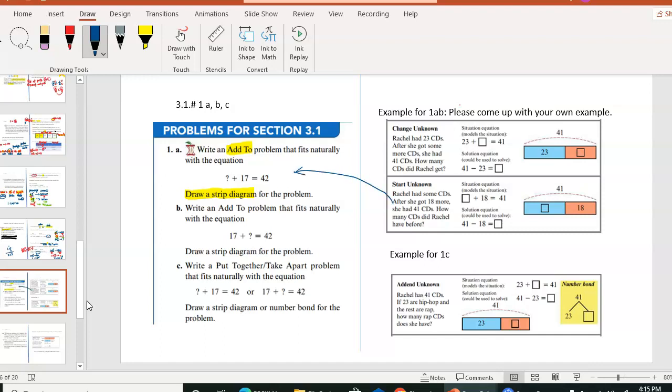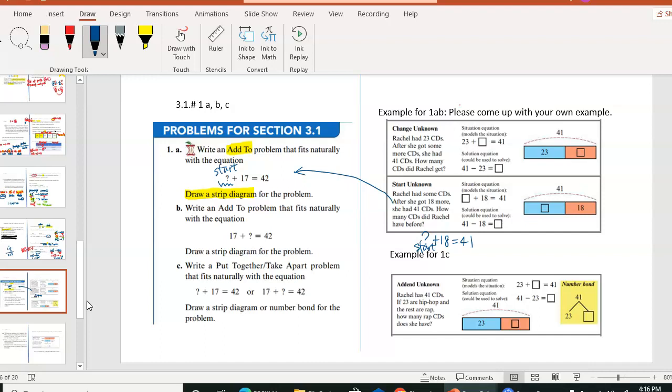If I want my students to do a problem like what plus 18 equals 41, what kind of word problems can I give them? This is what we can do. I can say Rachel had some CDs. The first number we call the start. In my case right here, it's the start. We don't know it, so you can always use words like some.